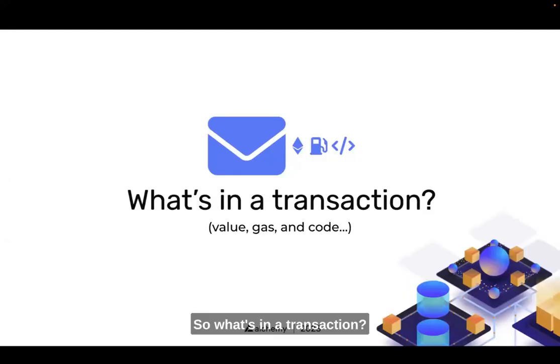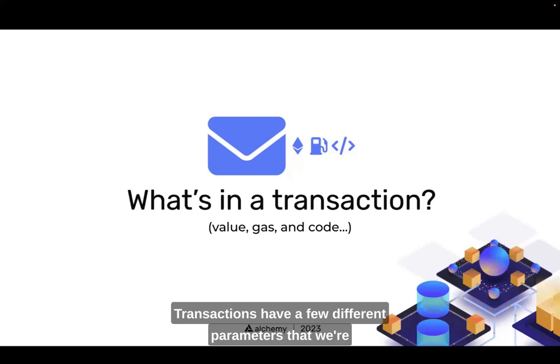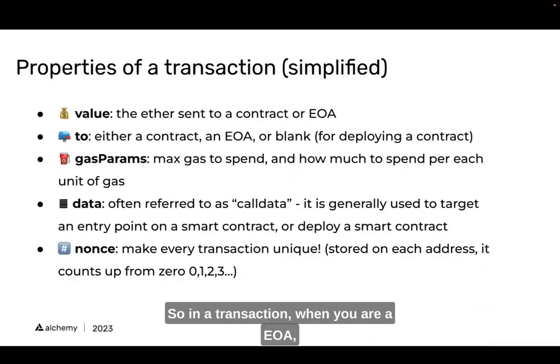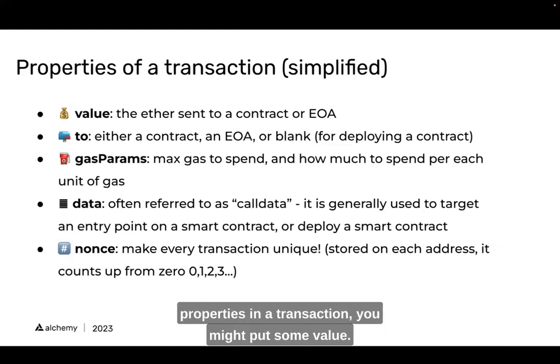So what's in a transaction? Transactions have a few different parameters that we're going to be talking about, most important of which are value, gas parameters, and code. So let's take a look at those. So in a transaction, when you are an EOA, when you're a user, you might put a few properties in a transaction. You might put some value when you want to send some ether, or whatever the native currency of the blockchain is, to another EOA. You might program in a to address when you're talking to a contract or another EOA.